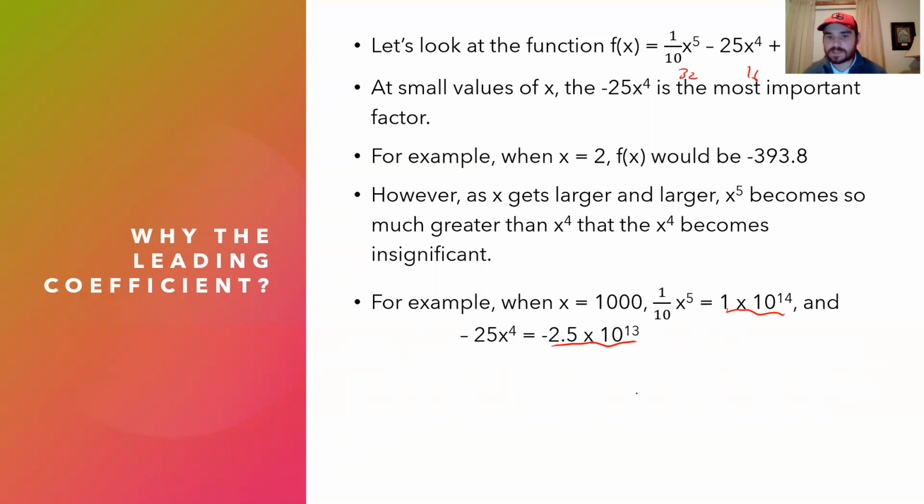So if we subtracted these, I think it would be 7.5 times 10 to the 13th, which is like 750000000. It's like that much bigger, right? And that's just when x equals 1,000. So you can imagine that when x equals 1,000,000, it gets even bigger and bigger and bigger.